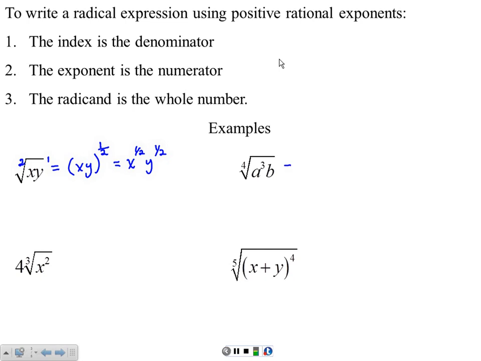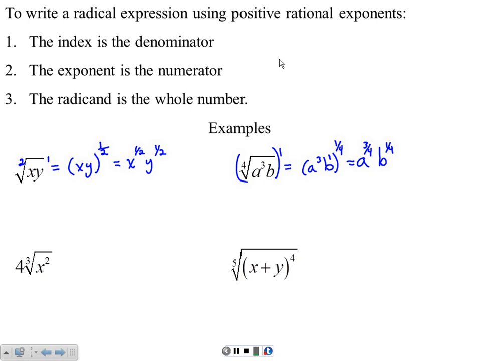Okay, so for here, a cubed b is going to be my base, because that's my radicand. And then it's going to be raised to, I'm going to make this understood to be 1/4. It's going to be raised to the 1/4 power, power over index. And now, remember when you have a power to a power, you're going to multiply. So a is going to be raised to the 3/4 power, and b is going to be raised to the 1/4 power, because there is a 1 here.